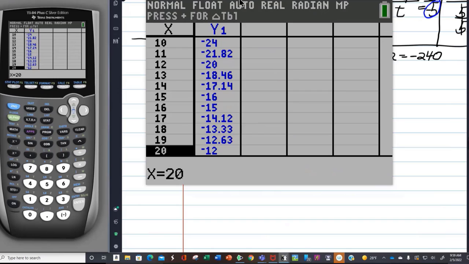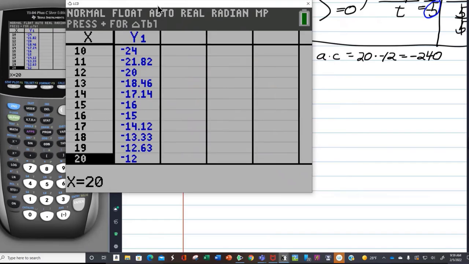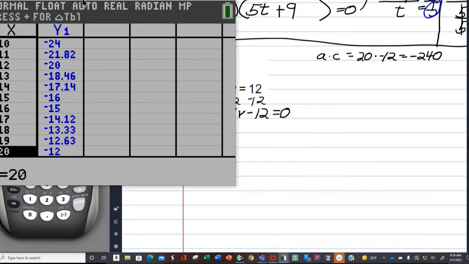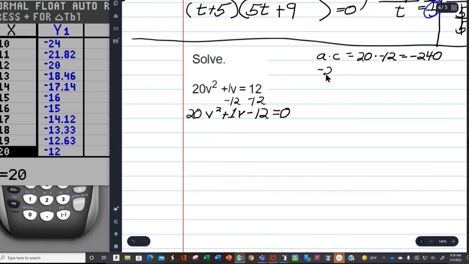So let's take a look at a quicker way to do this by getting help from your calculator. Negative 240 using the calculator. Well, we see that it equals 15 times negative 16.